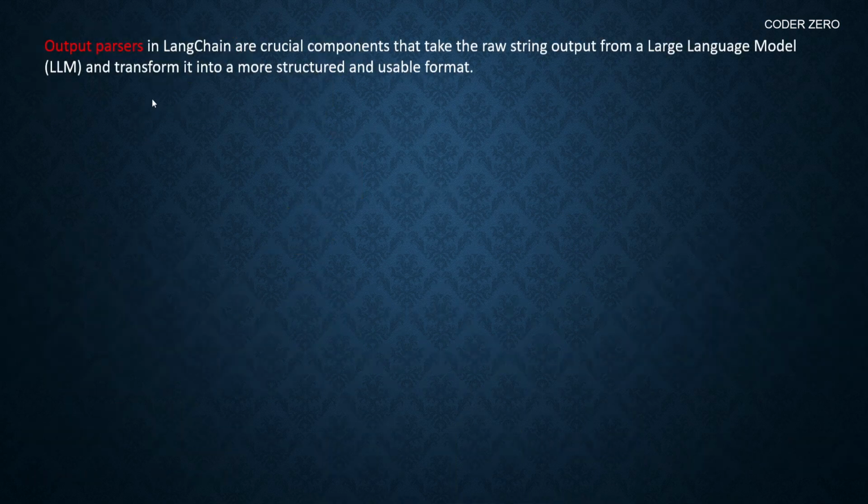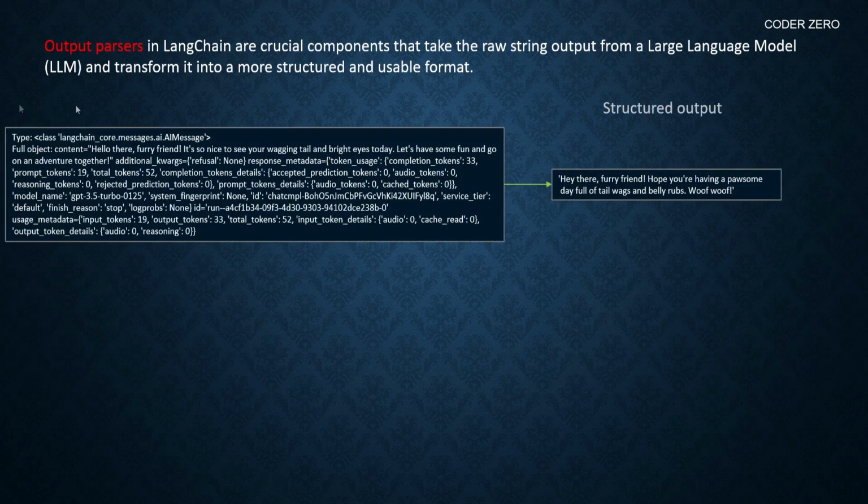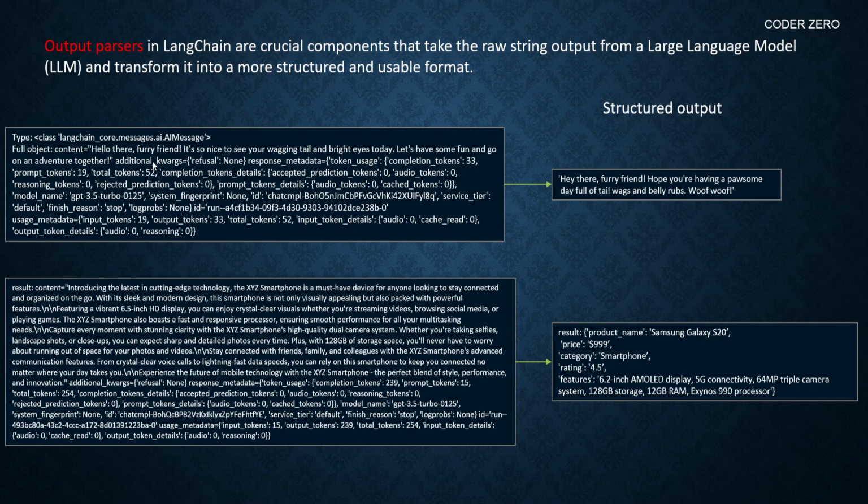Output parsers in LangChain are crucial components that take the raw string output from a large language model and transform it into a more structured and usable format. For example, this is the raw output from our model, and we use output parsers to transform this kind of text into this. So you can see this is the content. You can see hello there. So we want the content from here. We don't want all this metadata. Hence, using an output parser, we can convert this into this. Similarly, this into this format.